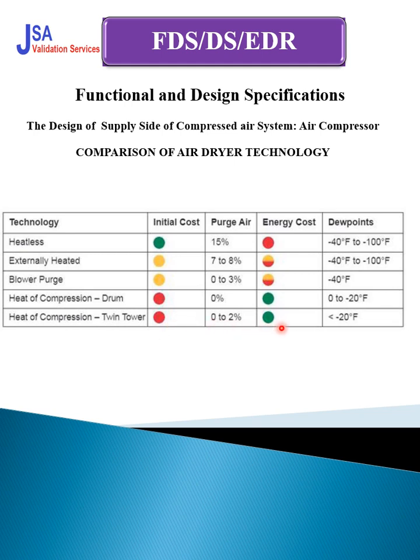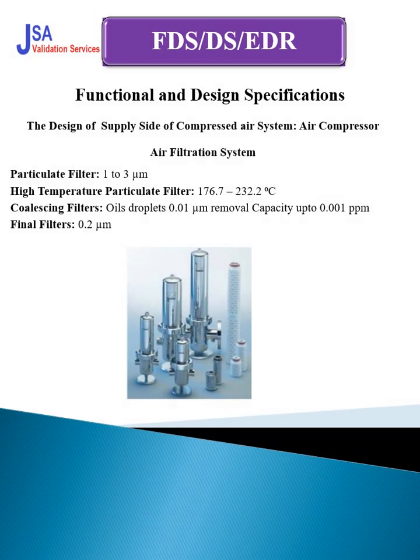Heat of compression twin tower: the initial cost is high, and 0 to 2% purge is required, but it saves energy cost, and it can maintain less than -20 Fahrenheit. So this is the advantage and disadvantage of the different types of compressed air dryers that we are using for the generation system. Now the filtration process.